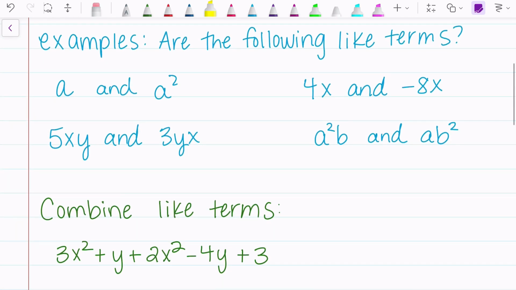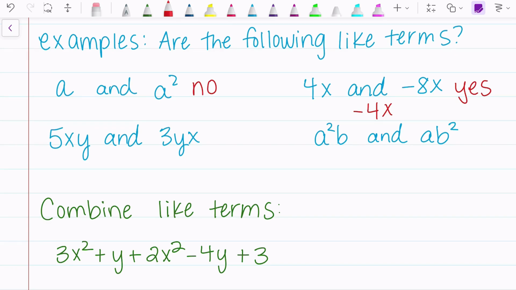We have a and a squared. They are not like terms, because they have different exponents, so we can't combine them. This one over here, 4x and negative 8x, would be considered like terms because they both only have an x to the first power, so we can combine them. 4 take away 8 is negative 4, and we keep the x with it. So we had 4x's and negative 8x's, so combined we would have negative 4x's.